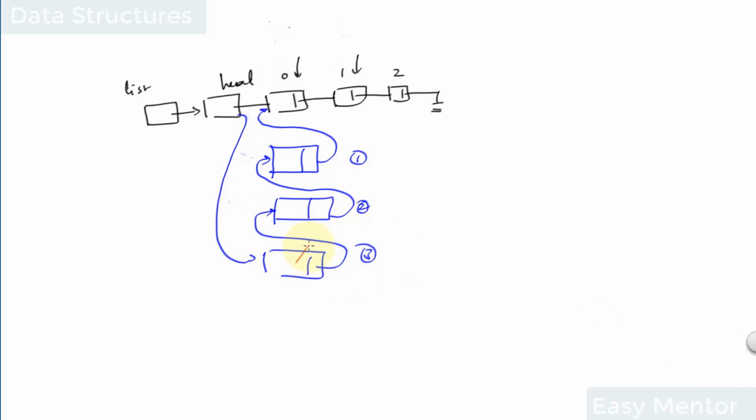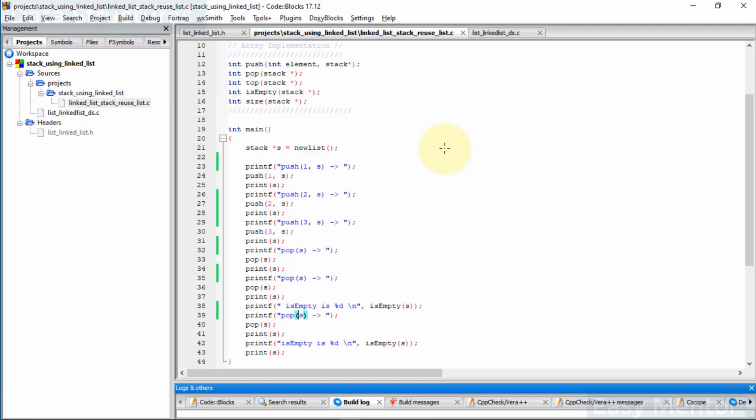So when you're popping, you basically remove this pointer of head and make it point to the removed node's next, and this goes on. So this is basically pop. This is removed. Similarly, if you call pop again, this is removed, and so on. So now let's look at the code quickly.